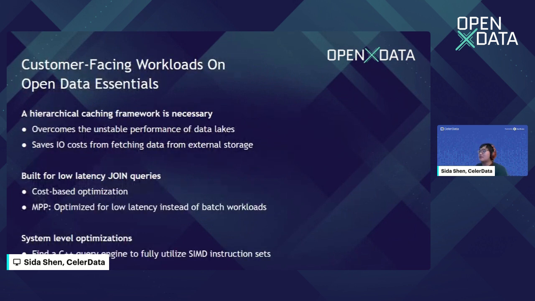So what are some of the essentials to have low latency, high concurrency query performance to power your customer facing analytics workloads on open data? First, a hierarchical caching framework is absolutely necessary. Data lakehouses such as Apache Iceberg do really well with cloud object storage, but the response time of a cloud object storage such as AWS S3 can be upward of 100 milliseconds.